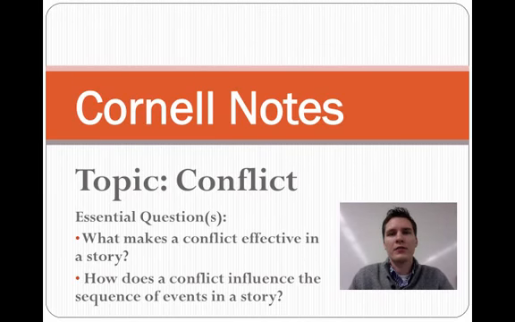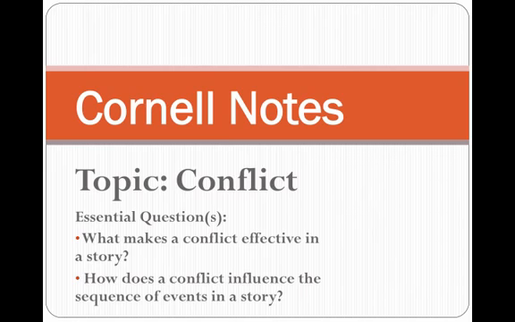Our topic is conflict. The two essentials that we have are first, what makes a conflict effective in a story, and second, how does a conflict influence the sequence of events in a story? So as we go through this lesson, be thinking about both of those essential questions. I will be using Cornell Notes format for this presentation, so please make sure you have your Cornell Notes out, you're taking notes at the appropriate pause times, and I will also be providing you with annotations and some questions in the margins. Let's get started on our first heading.